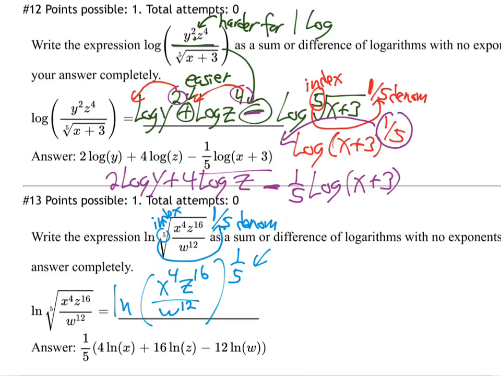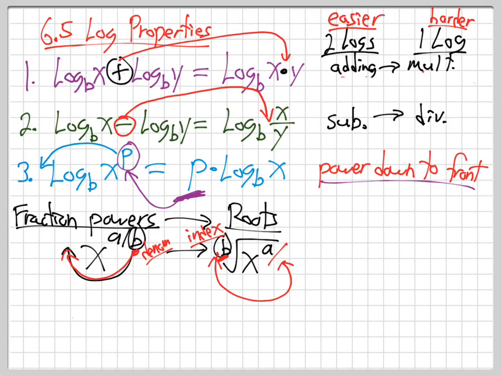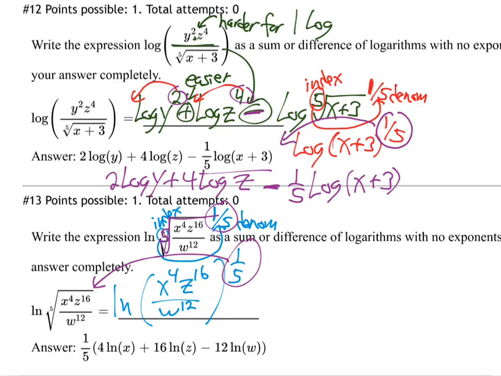So far, so good, right? We can always swing from an index to a denominator power. A fractional power is the same as a root with the index number. And now, when you have a power on a log, it can drop down to the front. That's log property 3. Powers go down to the front. So this 1/5 goes to the front.